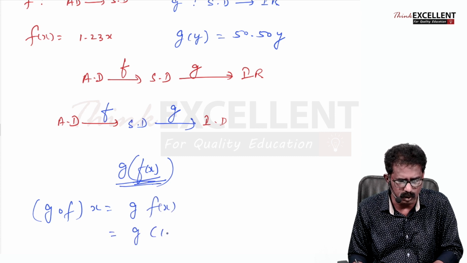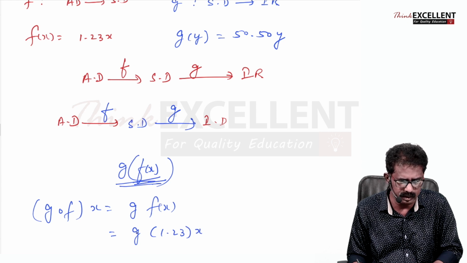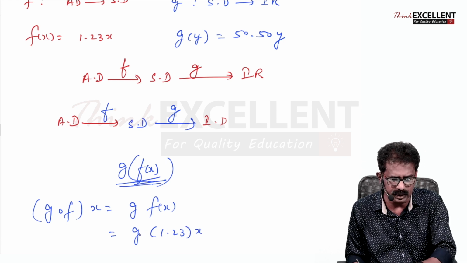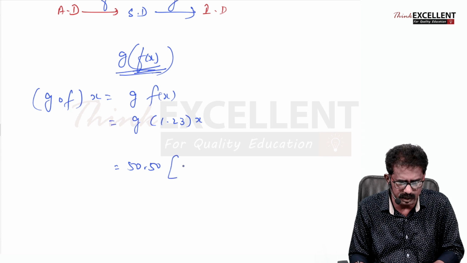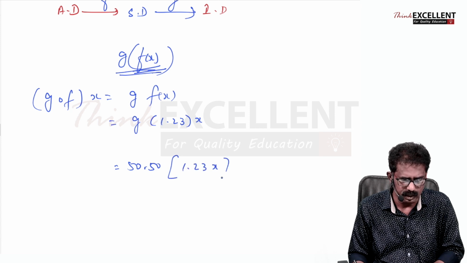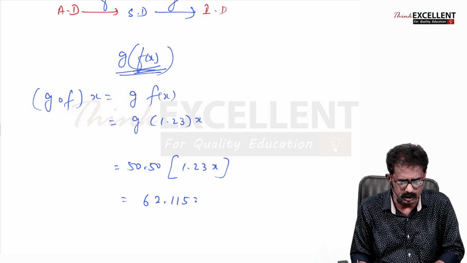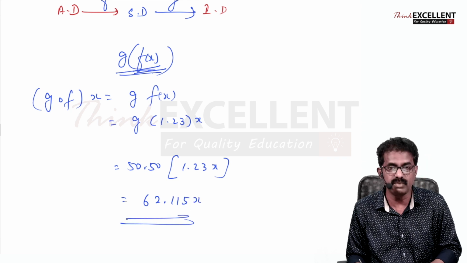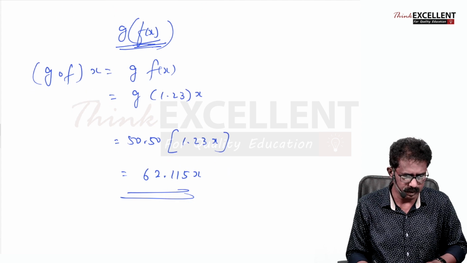What is F of x? 1.23 into x. So give this value to G. What is G? 50.50 of y, that is 1.23x. Now again the multiplication, you do carefully. So this will be your answer. So this function converts directly American dollar to Indian rupee. Now the next question.